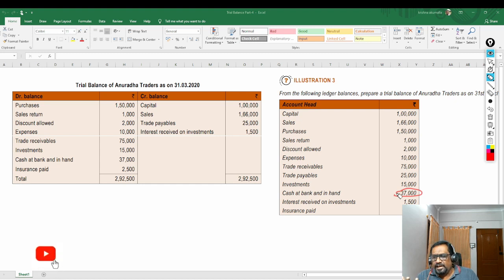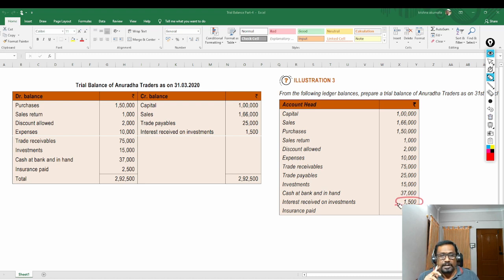There is a cash in hand. Cash in hand and cash at bank are also assets. Both of them are assets. What asset? Current asset. All assets are debit balances. So this balance should be coming under debit side of the trial balance. Clear? Next one, interest received on investments.